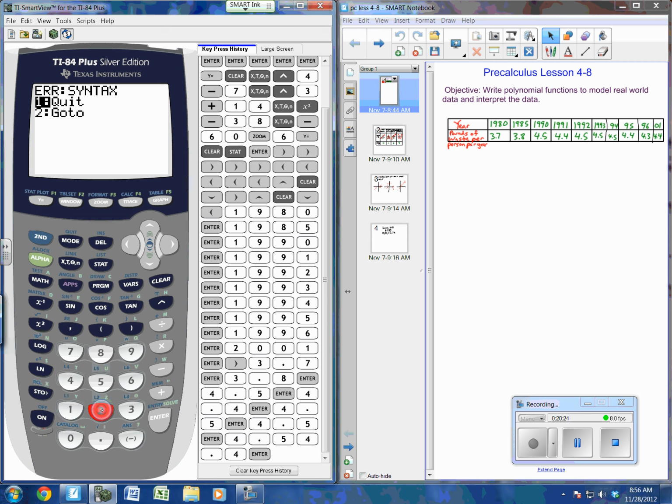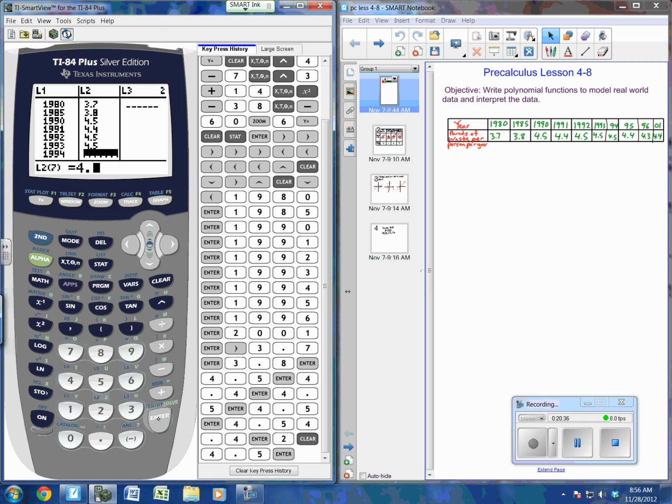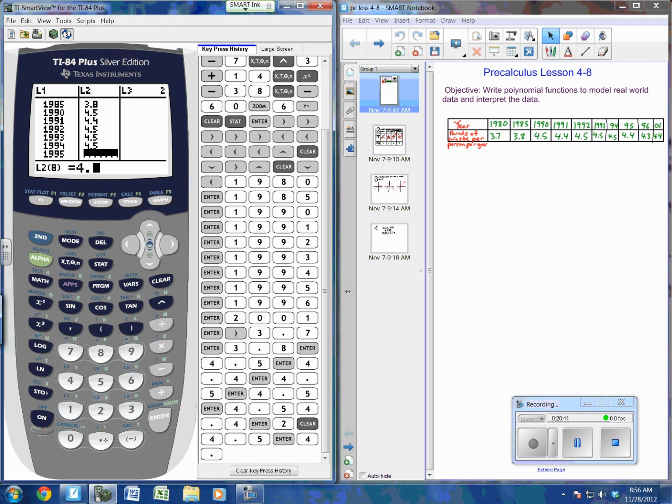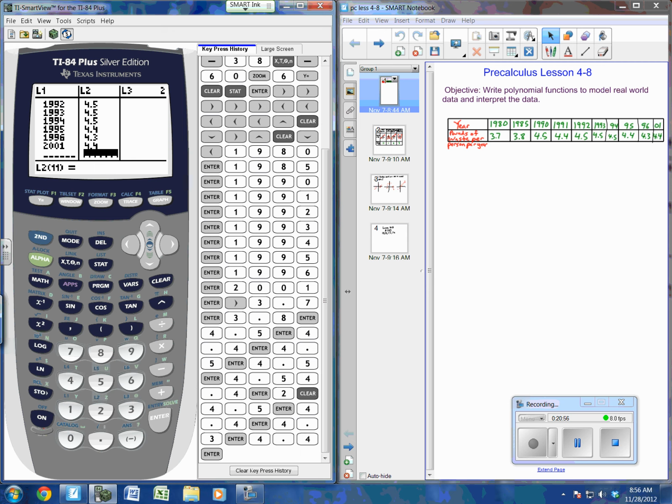Whoops, I did something wrong. I didn't hit enter after one of mine. I have to go back to 1994 and put in 4.5. Back to 1995 and put 4.4. 1996 and put 4.3. And then to 2001 and put 4.4. All right, there is my data.